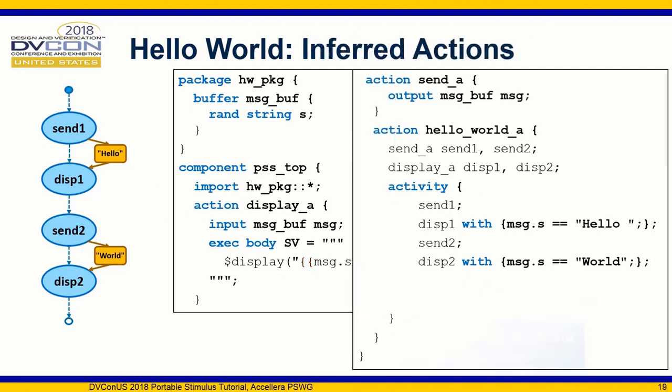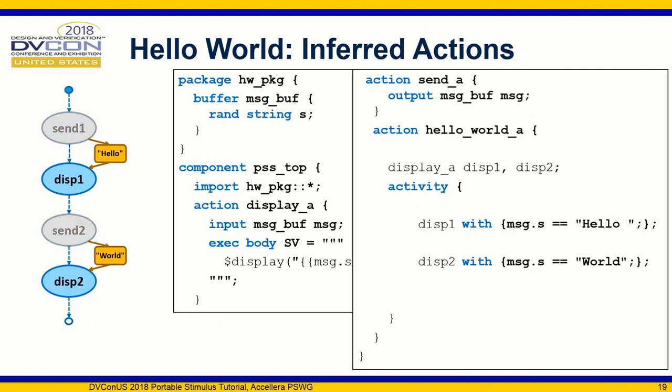Now, here's where portable stimulus gets really cool. And this is its ability to infer behaviors based on what you tell it. So instead of having this fully defined test, what I've done instead, you'll notice I got rid of those 2 bind statements. So now I have a send and a display, etc.